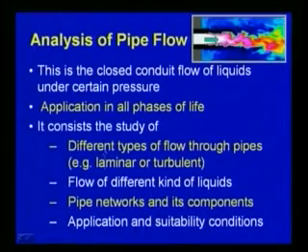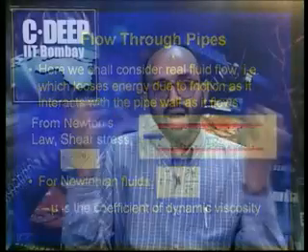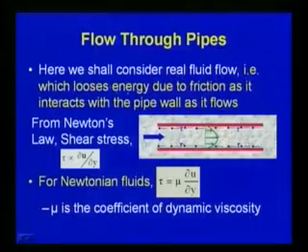Depending upon the case, we have to study the different kinds of liquid flows through pipes, and then the pipe network and its components, and then the application and suitability conditions for various cases. Now first we will discuss in detail the laminar flow systems in pipes, and then the turbulent flow systems in pipes, and then the losses in pipes, major loss and minor loss. So, first let us see the pipe flow system with respect to laminar flow conditions.